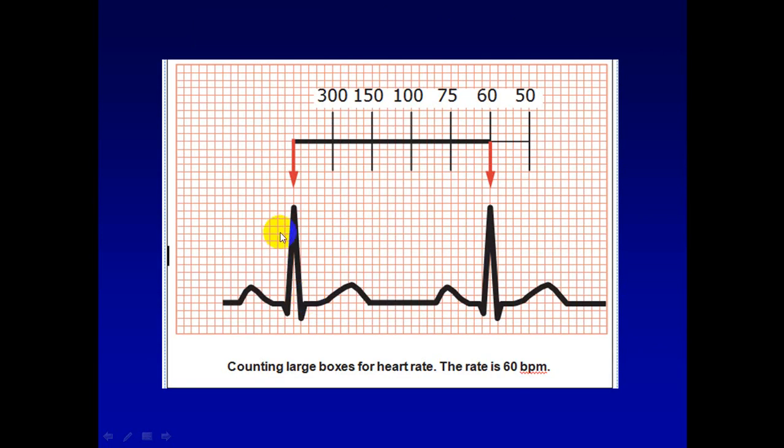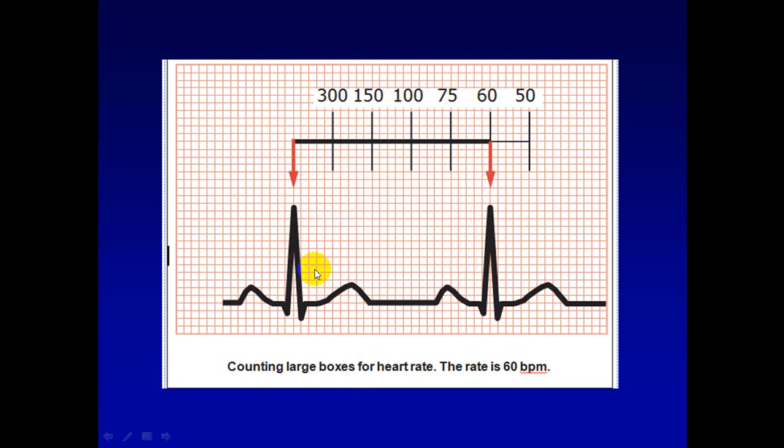What I say is, if it's regular, count the large boxes between the RR waves. This is an RR wave, and the boxes between them are large boxes, divided into 300. So if it's 1 box, the rate is 300 beats per minute. If 2 boxes, 300 divided by 2 is 150 beats per minute. If 3 boxes, it's 100 beats per minute. 75 if it's 4. If it's 5, the rate will be 300 over 5, which is 60 per minute.